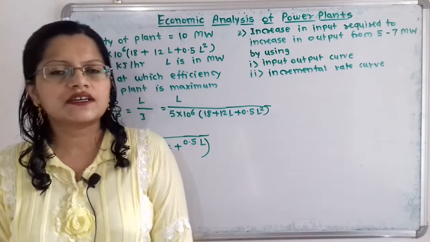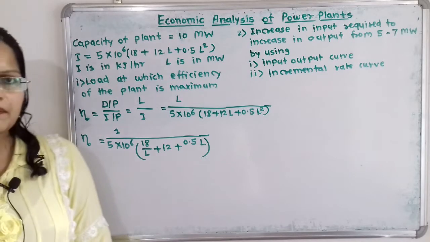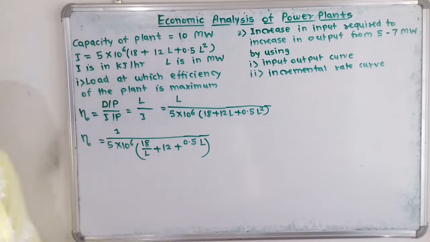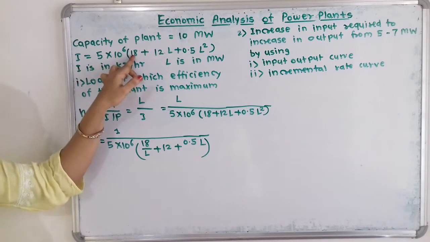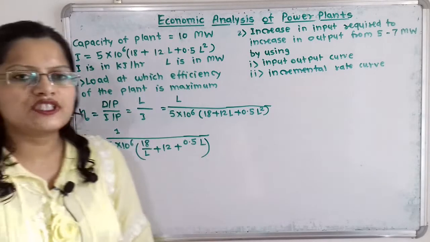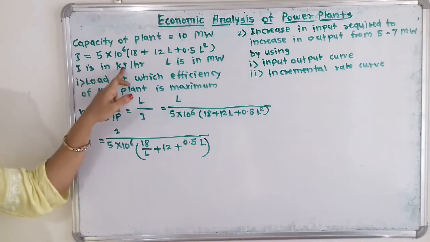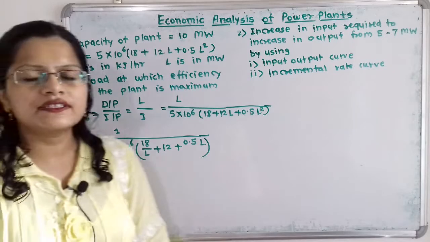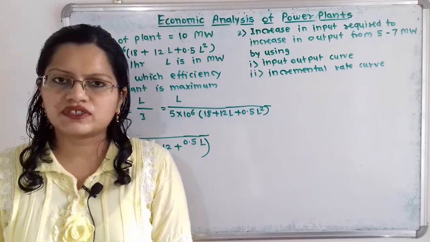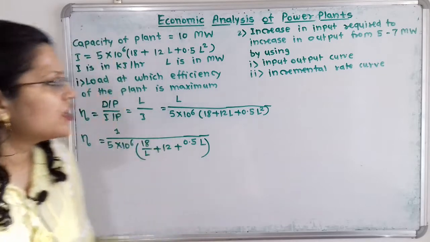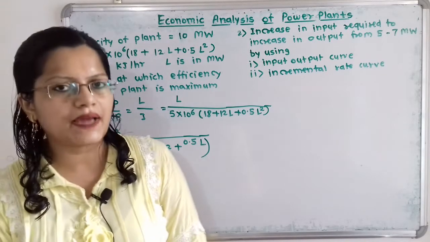Let us first understand what is the given data. So capacity of the plant 10 megawatt and input output curve is given I is equal to 5 into 10 raised to 6 in bracket 18 plus 12 L plus 0.5 L square. So for this I is given in kilojoule per hour and L is given in megawatt. Now we will move for the first question. So what is the first question? We have to find out the load at which efficiency of the plant is maximum.